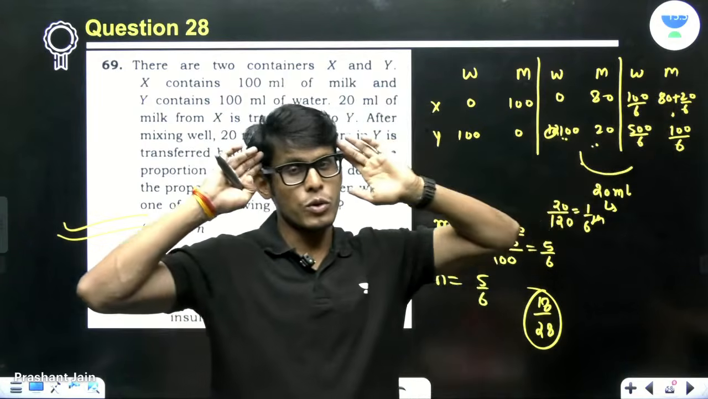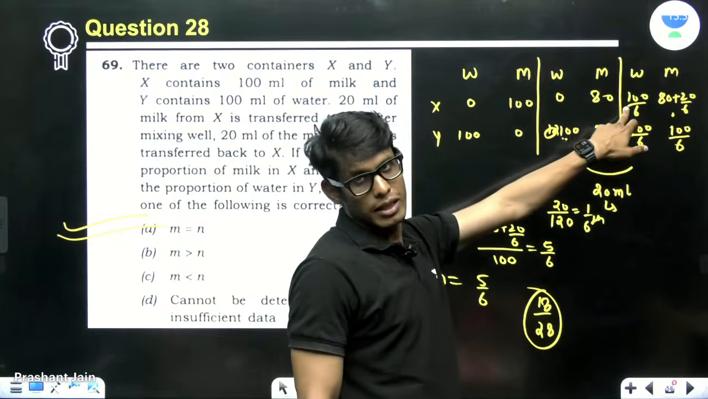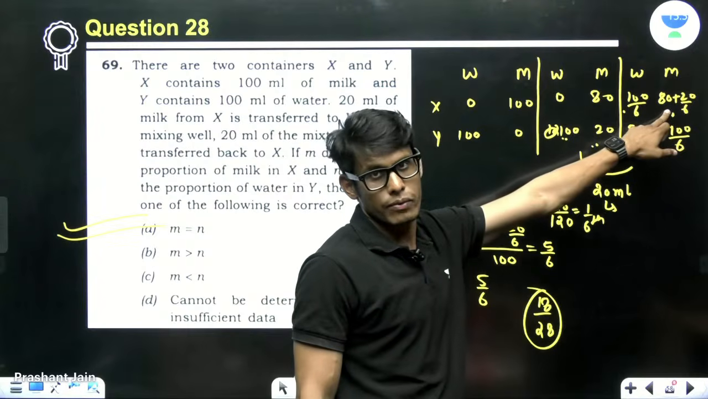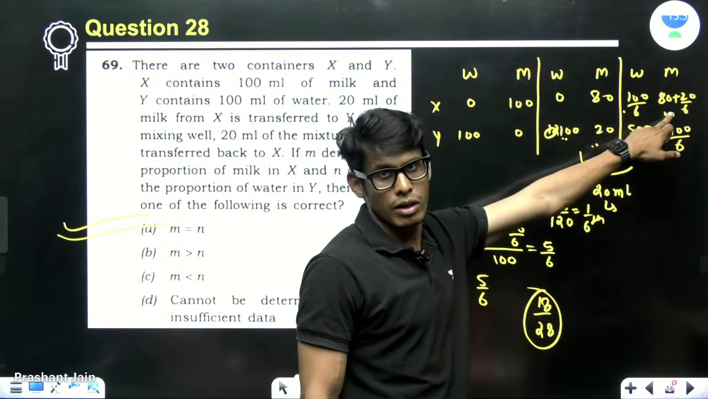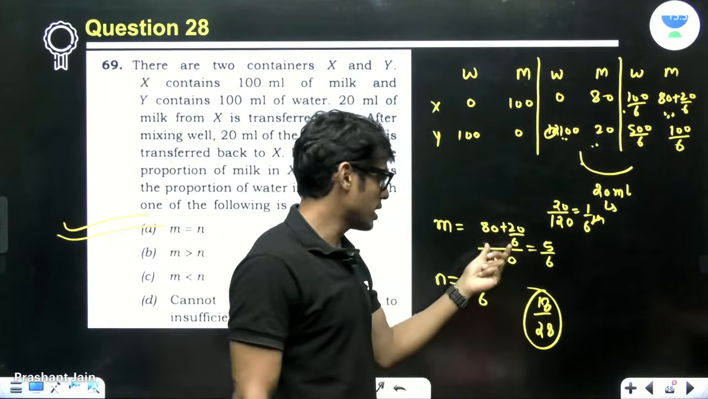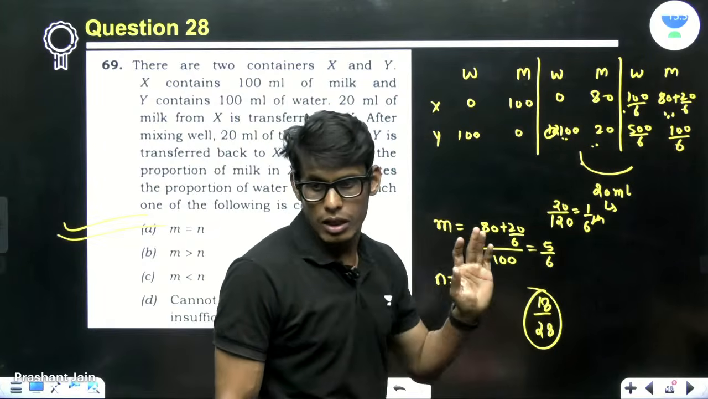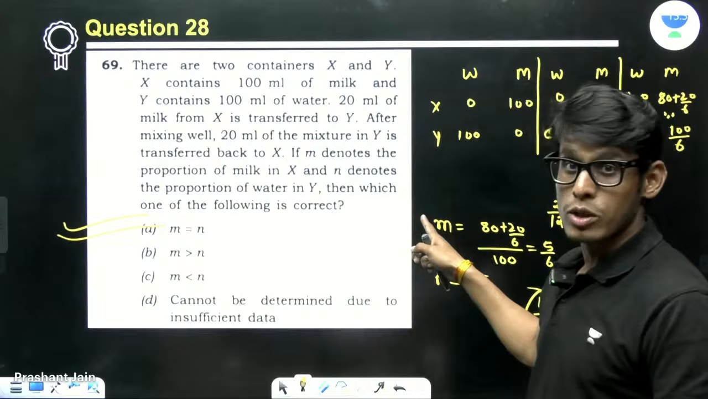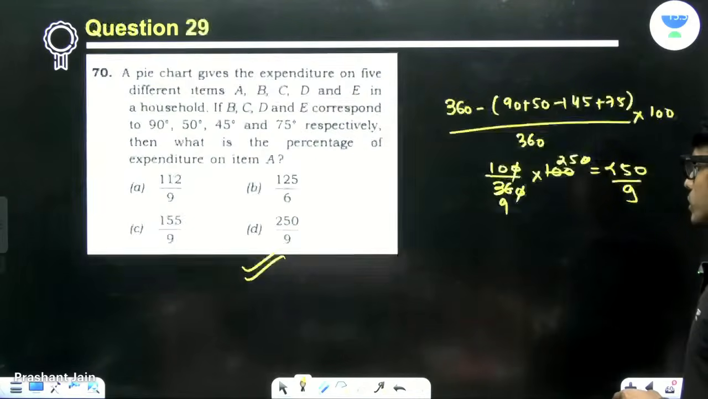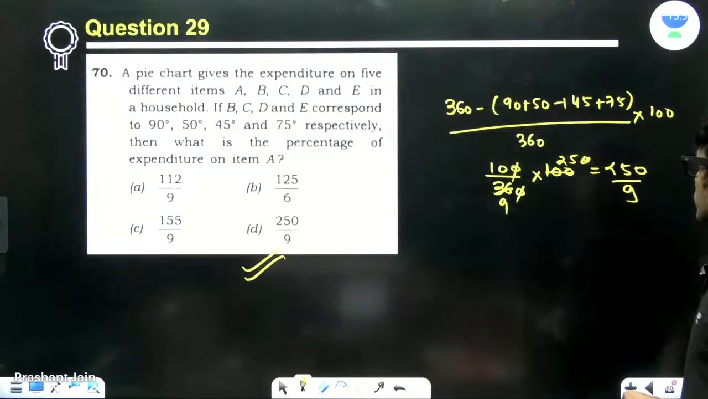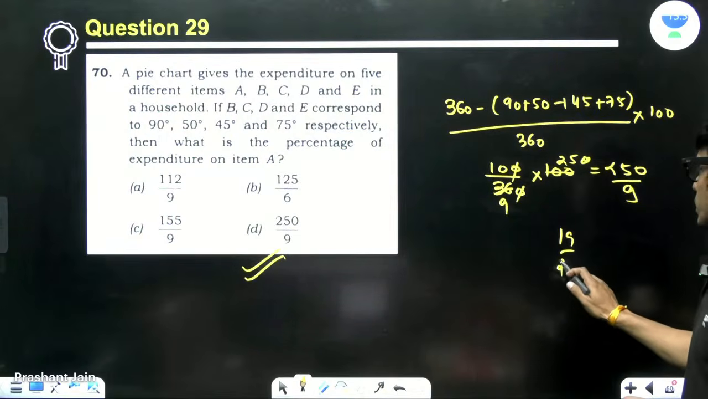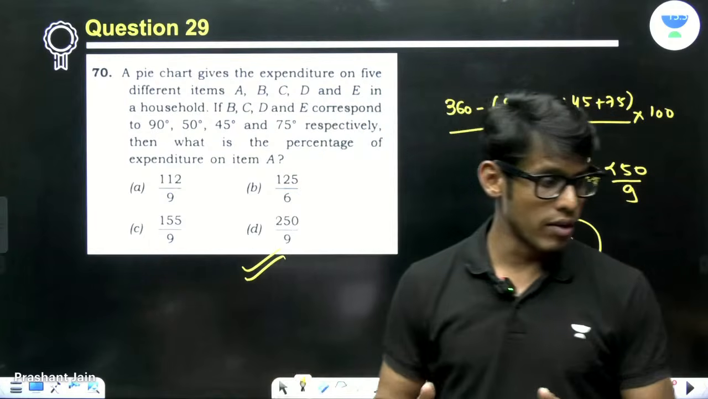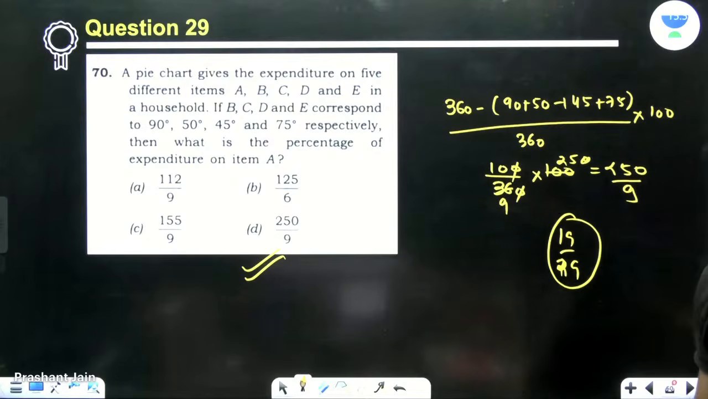And if you see common sensically, this is 100 by 6. The whole mixture was 100 ml. So this had to be 500 by 6. The milk content would have been like 500 by 6. So 500 by 6 upon 100 is 5 by 6. So there is some sort of fast calculation involved, but the concept is not difficult. So this was 19. Very, very comfortable. If you see, the later part of the problems are very, very doable.